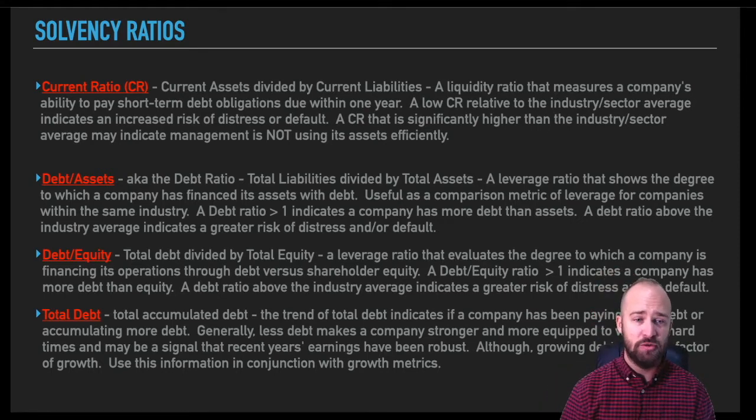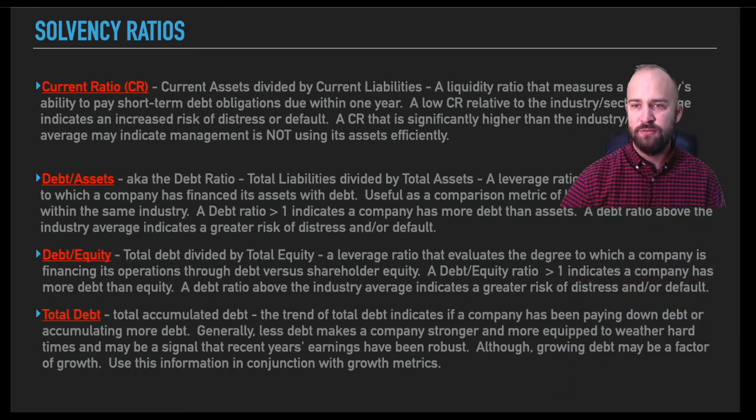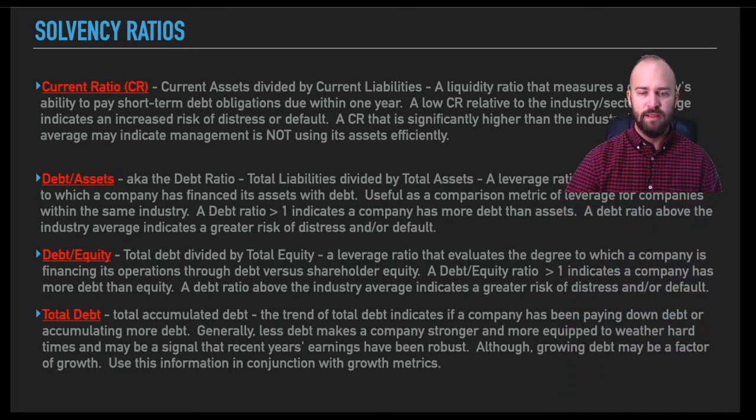Lastly, we have total debt. This is just the total amount of debt that a company has accumulated. This is kind of an ancillary figure to the other ratios that we've already talked about, but there is some important information you can derive from this. And let me move myself out of the way here so you can read the description. But the trend of total debt indicates if a company has been paying down or accumulating more debt.